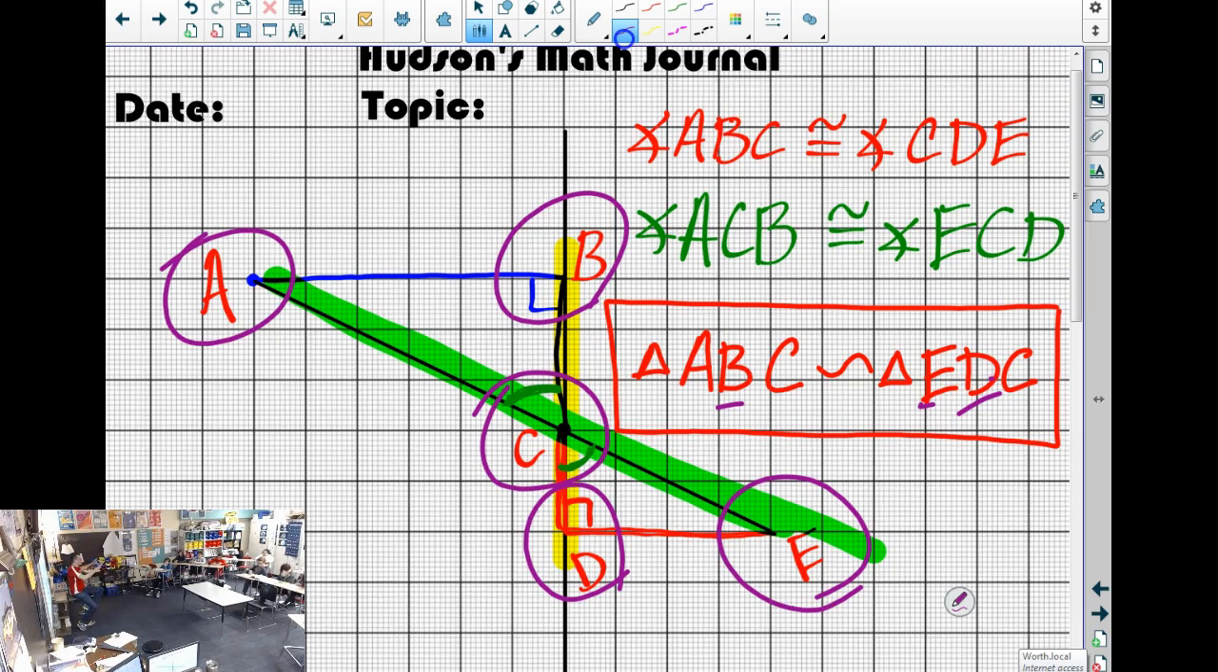Questions on why order matters? The corresponding angles have to be in the corresponding locations. Yes? So can you write BAC and then DEC? Yep, so if I go right angle, unknown angle, vertical angle, BAC, I would go right angle, unknown angle, so BAC would relate to DEC. I can do that. There are many ways to write this.